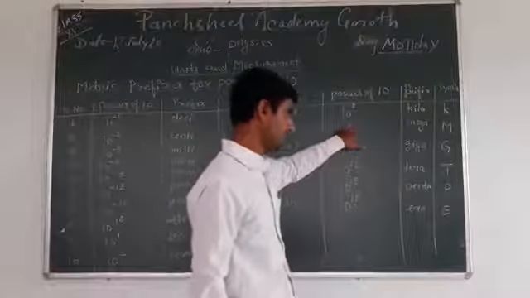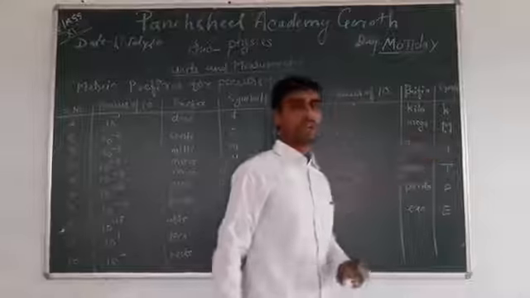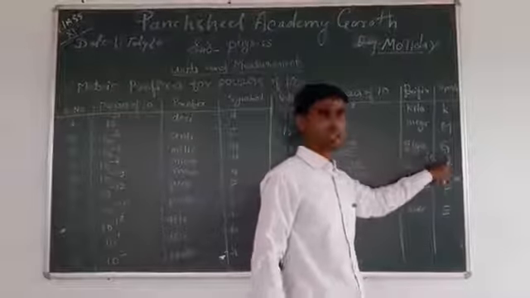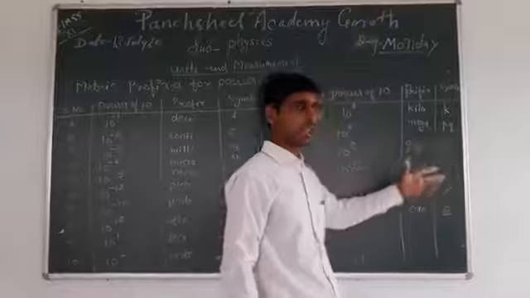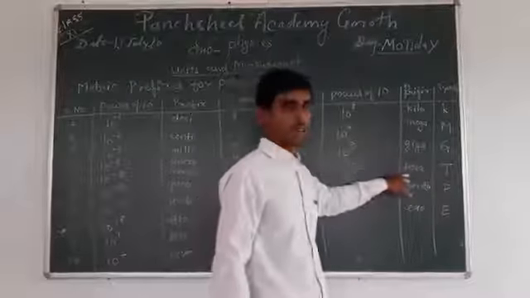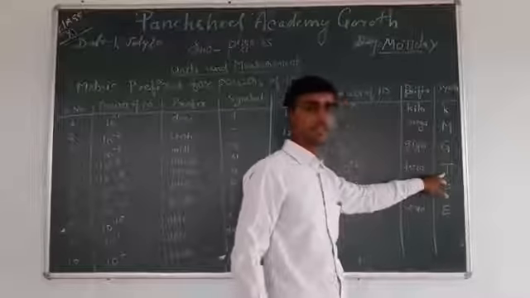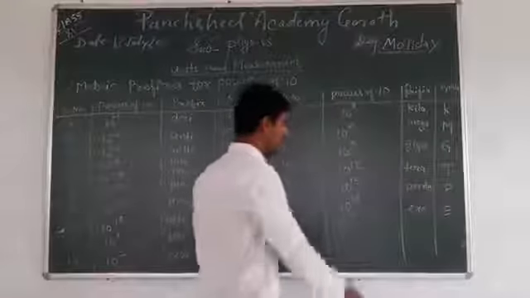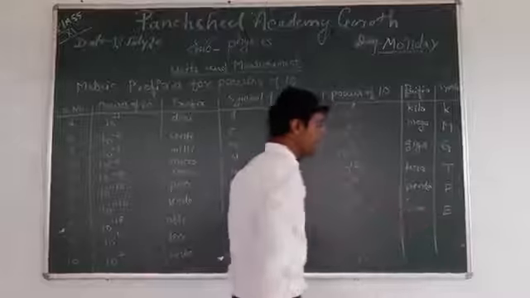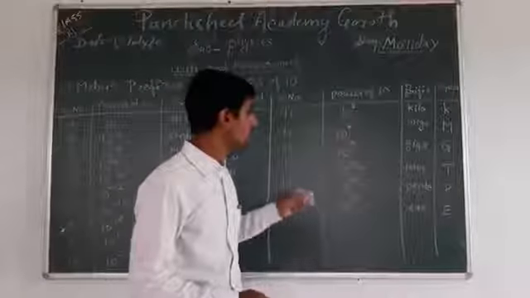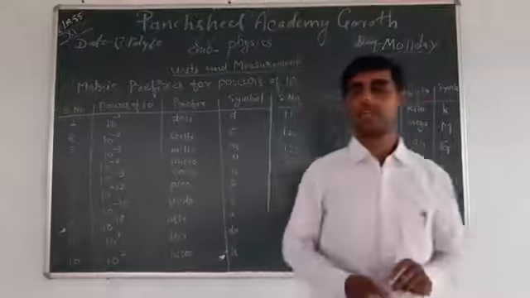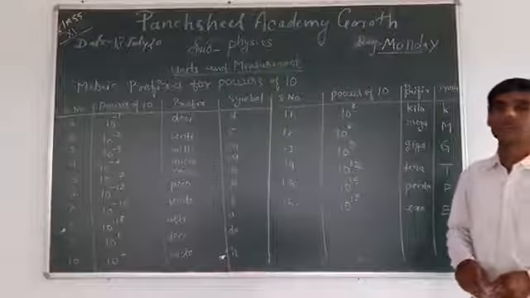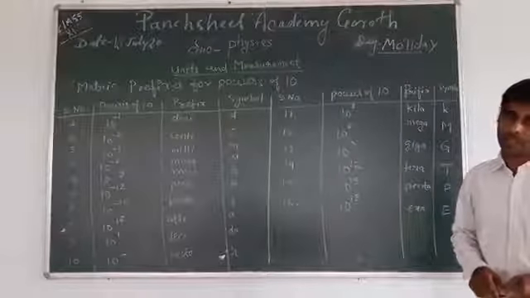10 to the power 6 is mega and symbol capital M. 10 to the power 9 is giga, capital G, like 1 gigabyte, 2 gigabyte. 10 to the power 12 is tera, symbol capital T. 10 to the power 15 is peta and the symbol is capital P. 10 to the power 18 is exa and the symbol is capital E. So this is all about the units and metric prefix systems, which is very helpful to understand the various types of units used in the measurement system.